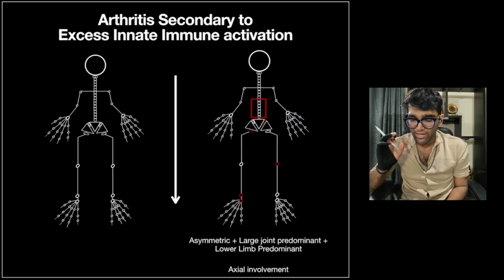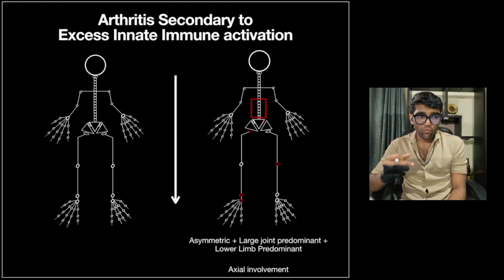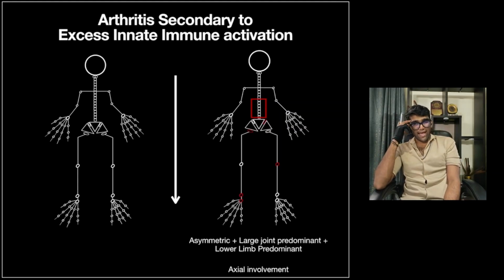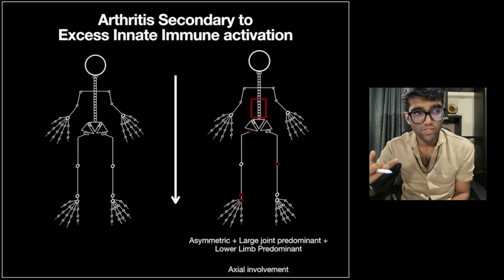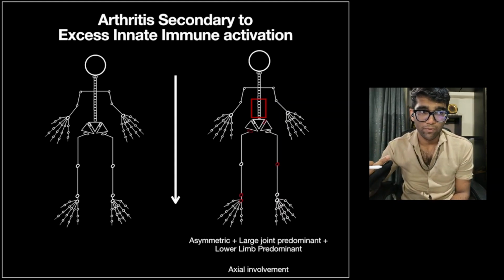With asymmetric large joint, lower limb predominant or axial predominant arthritis, what you need to think is that this person's normal mechanical damage, which in any person accrues through routine daily activities, is not getting controlled normally. Their innate immune systems are excessively reactive, and because of that they produce prolonged inflammation at sites that are subject to this kind of recurrent mechanical microtrauma.